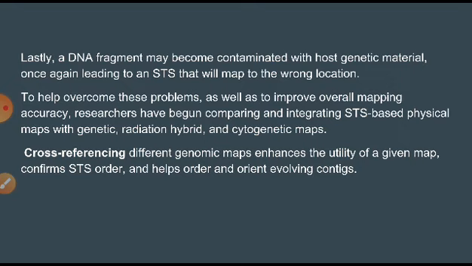To help overcome these problems, as well as to improve overall mapping accuracy, researchers have begun comparing and integrating STS-based physical maps with genetic, radiation hybrid, and cytogenetic maps. So for getting more accurate and precise information, they are using these different maps, integrating them together, and then analyzing them to give the collective information. Cross-referencing different genomic maps enhances the utility of a given map, confirms STS order, and helps order and orient evolving contigs.